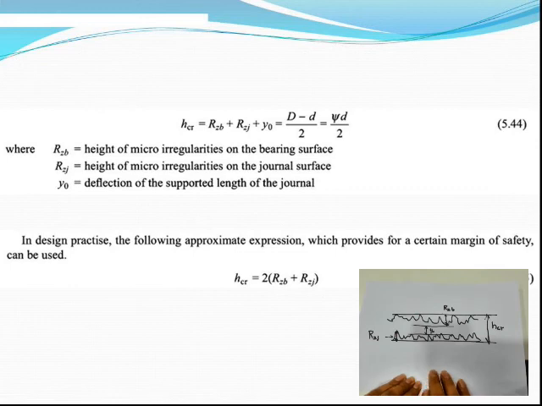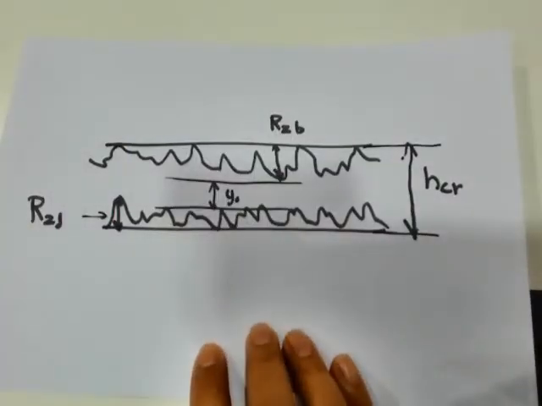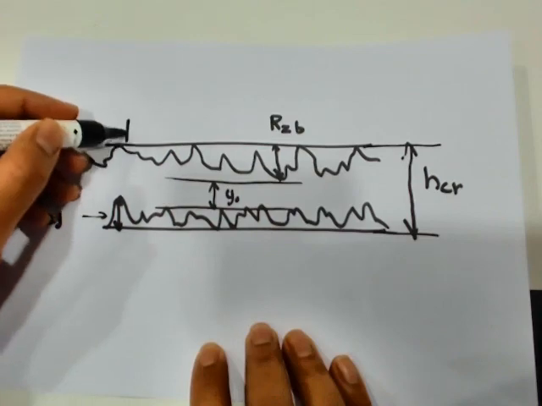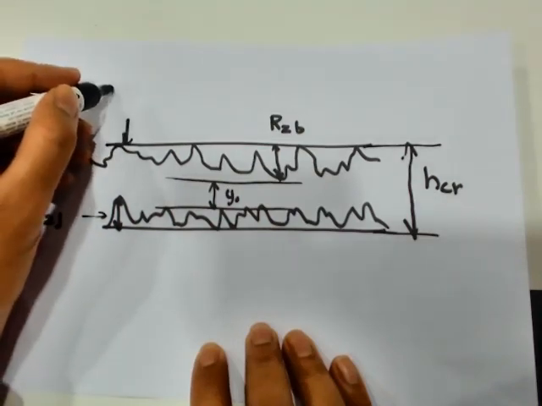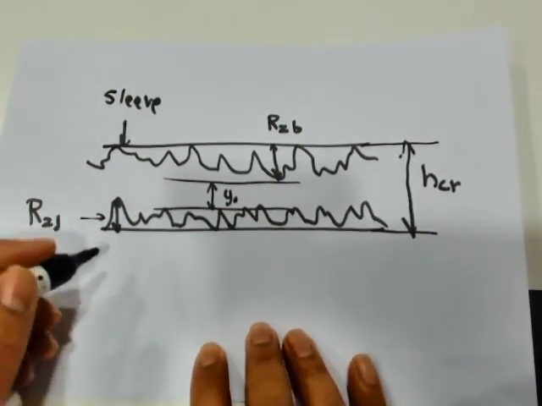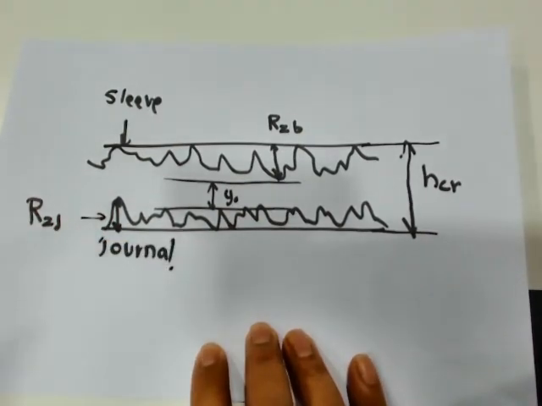RZB and RZJ can be visualized from the following diagram. Now consider these two to be the different surfaces. So this is the surface of the bearing or the sleeve, and this is the surface of the journal.